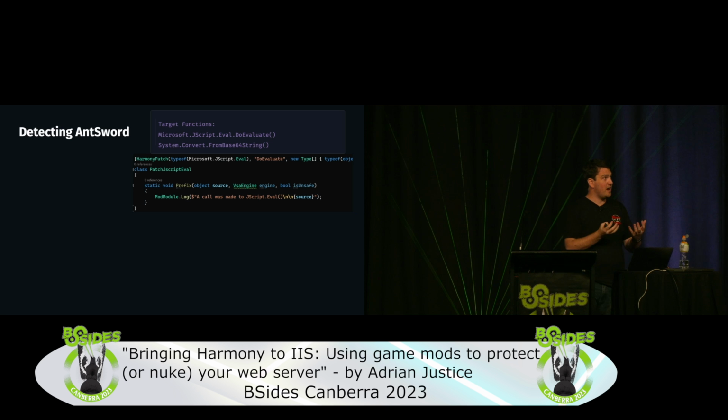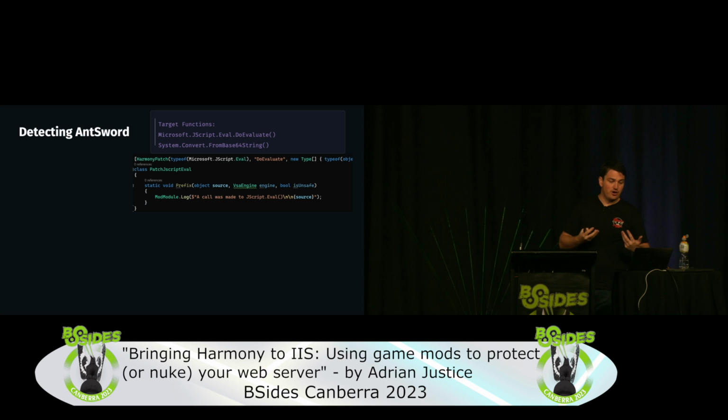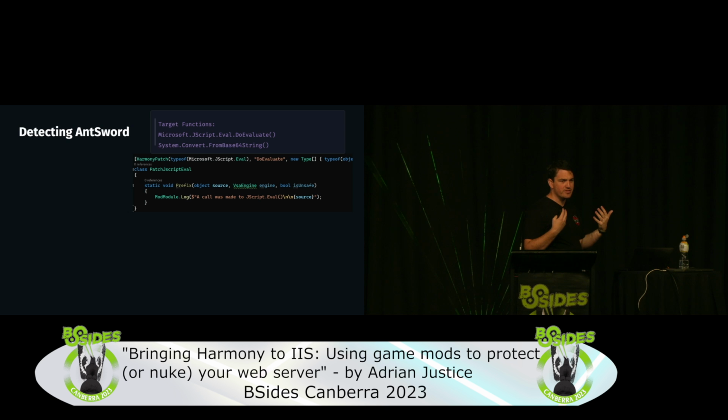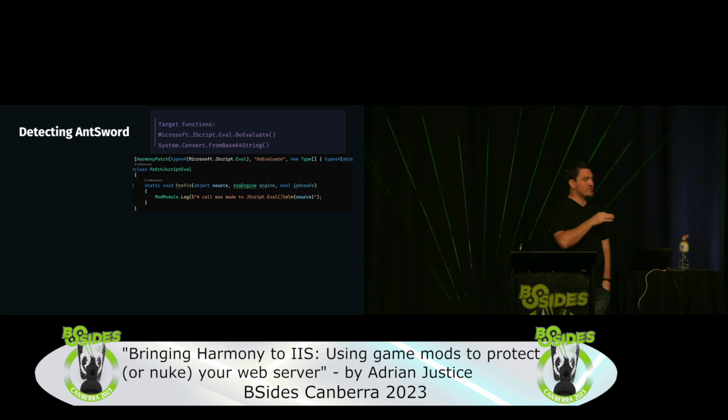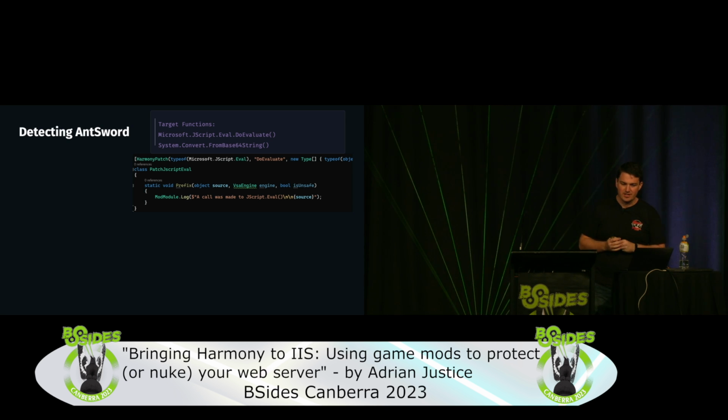So we've got a type of Microsoft.JScript.Eval and a function of DoEvaluate. The type array is actually truncated on the slides, but we don't need it in this case because there's only one DoEvaluate function. Within that, we've got a source parameter that we're just going to log out to the console. So very similar to that very first mod that we wrote.